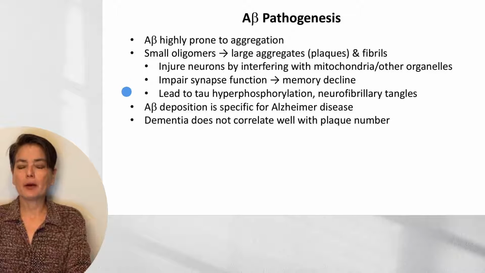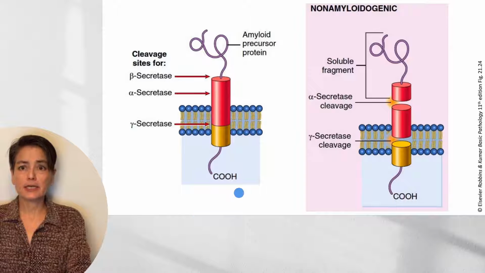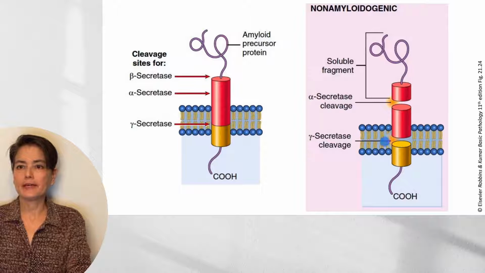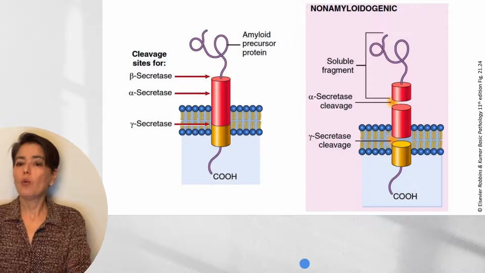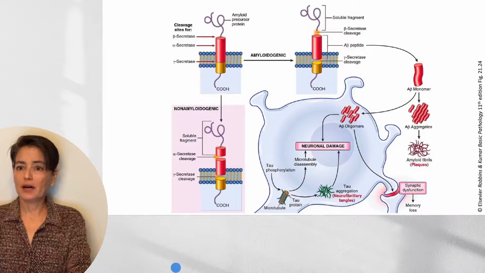And they also contribute by causing the hyperphosphorylation of tau, thereby contributing to our neurofibrillary tangles. A-beta deposition is specific for Alzheimer's disease, but as I mentioned, plaque number does not correlate with the extent of dementia. So here we can see again our protein, and with this cleavage here with alpha secretase and gamma secretase, this is non-amyloidogenic. What we see by contrast is when we get beta and gamma cleavage, we get the A-beta peptide, which is amyloidogenic.